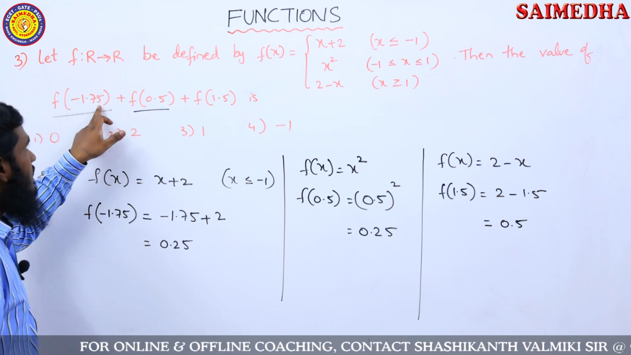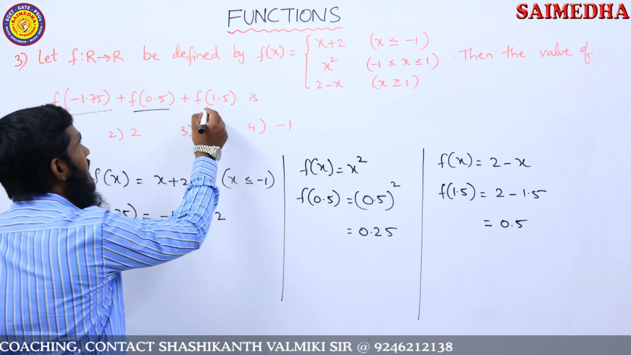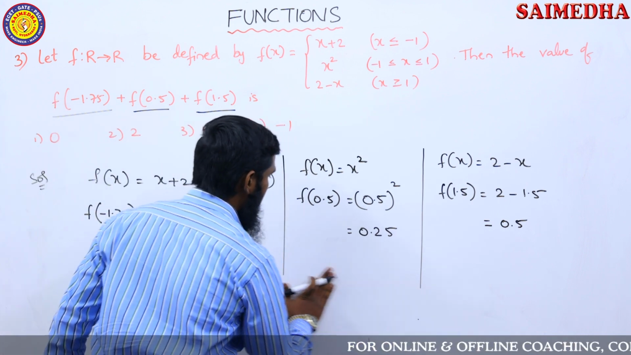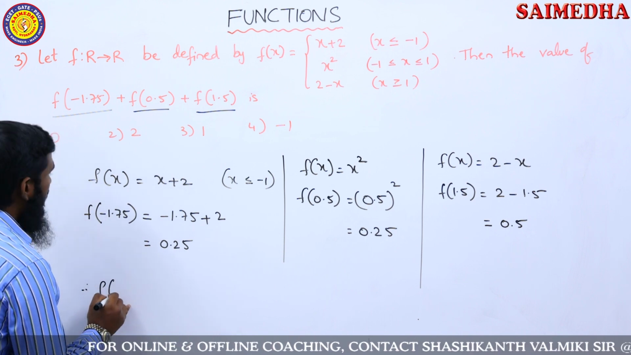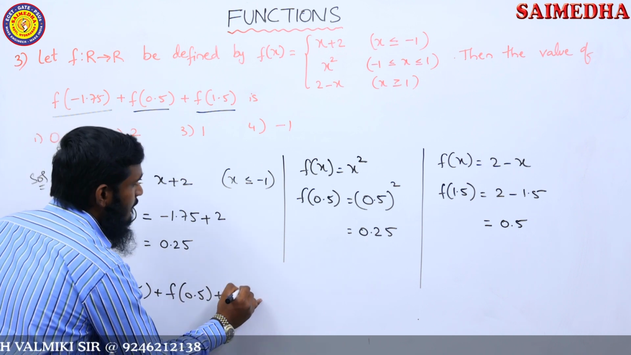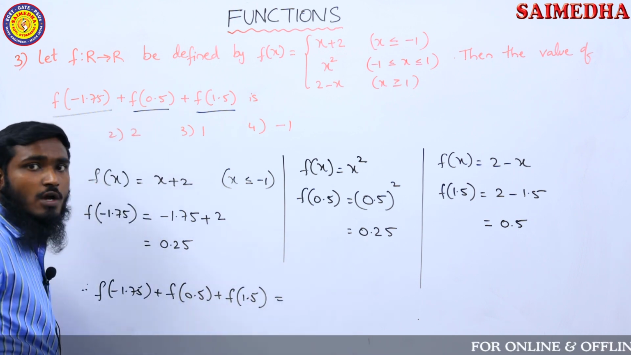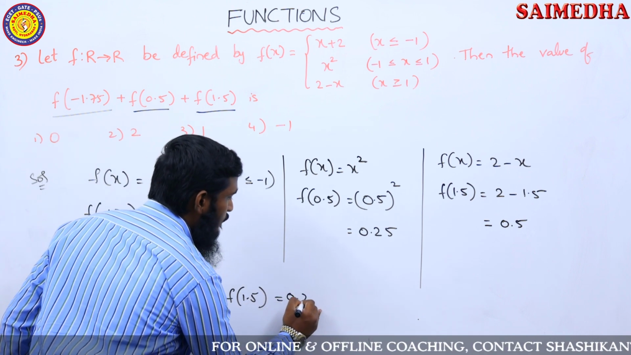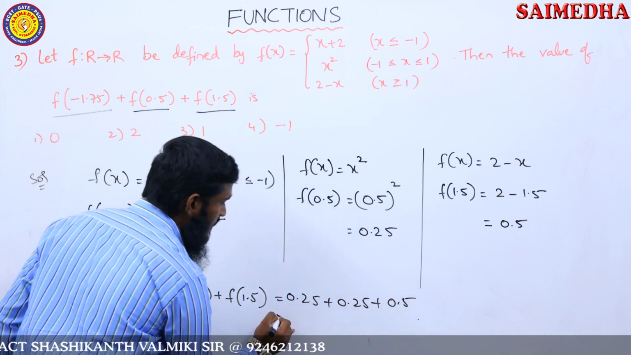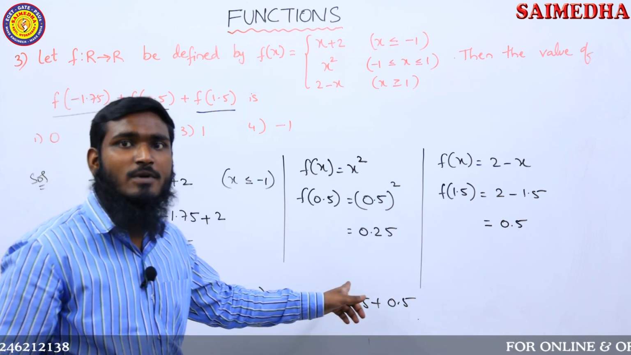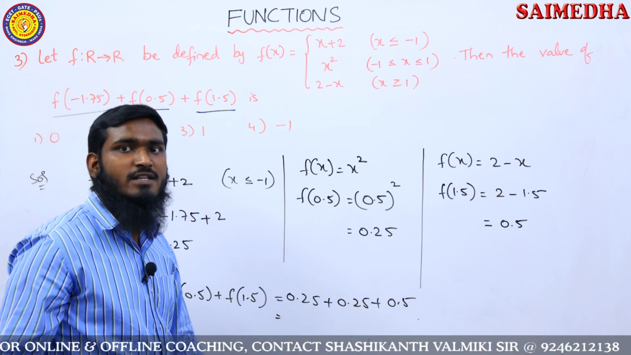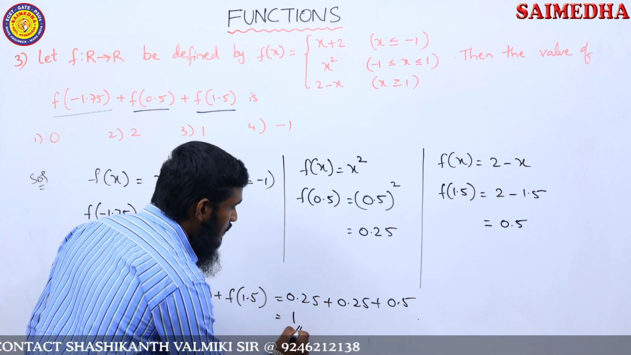So we got the three values: f of minus 1.75, f of 0.5 and f of 1.5. Now we have to add these three values. The first value is 0.25, the second value 0.25, the third value 0.5. If we add these numbers, 0.25 plus 0.25 is 0.5, and 0.5 plus 0.5 is 1.0, which equals 1.